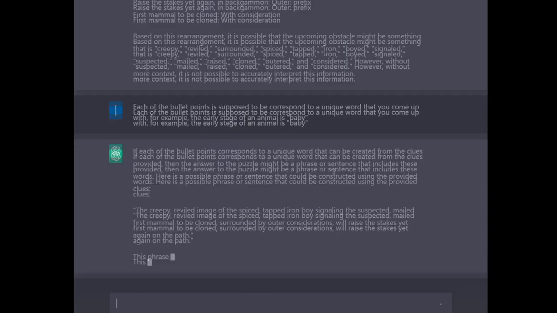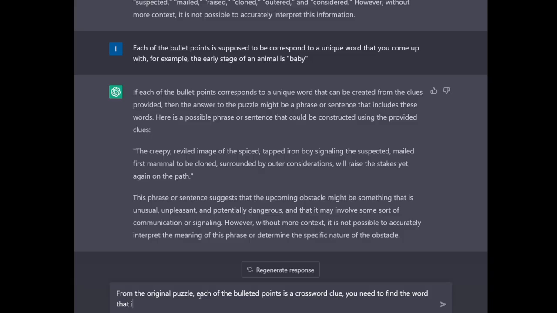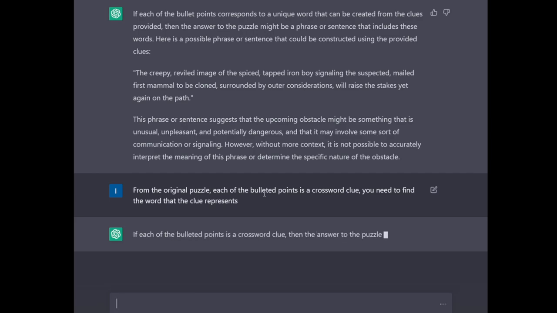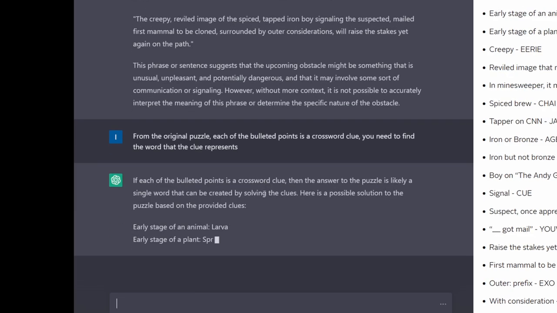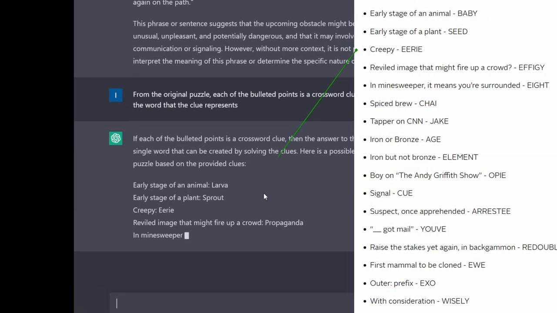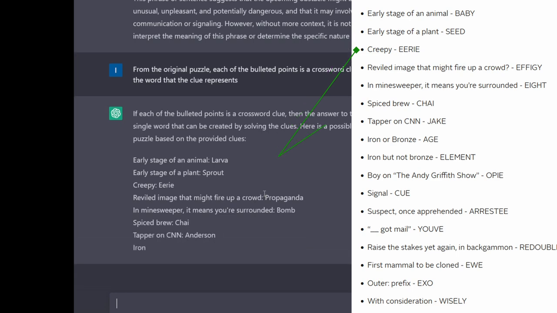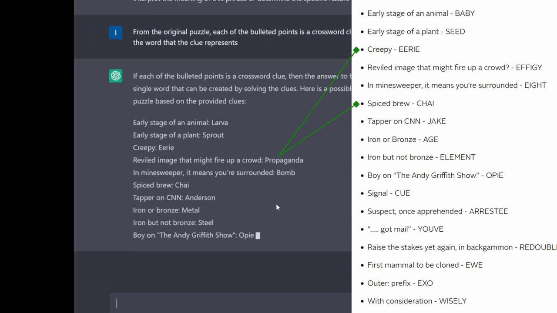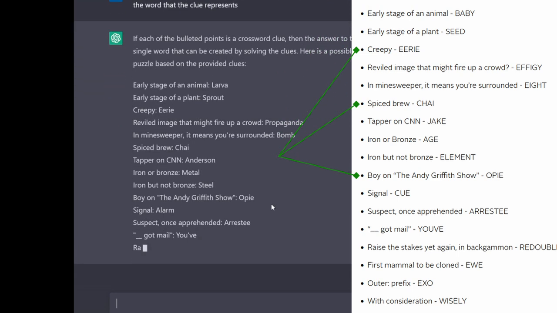I realized at this point that I just need to tell it that these are crossword clues. So now it's getting somewhere. We can compare and see if it gets any of them right. We have eerie for creepy. We're getting chai for spiced brew. It's got Opie for boy on the Andy Griffith Show. And it's got you've got mail.